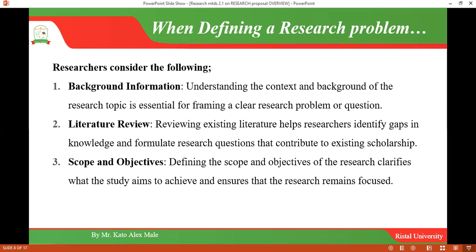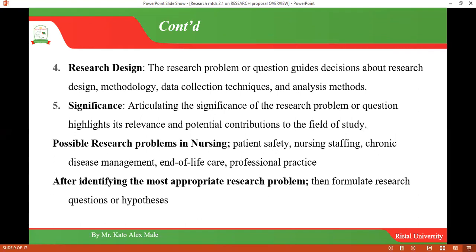Then the scope is like the limits of your research. Limits in terms of age groups, limits in terms of geographical location, limits in terms of sexes to consider. You get it? That is all the scope of the study, and it is very important when defining the research problem. Then a research design.